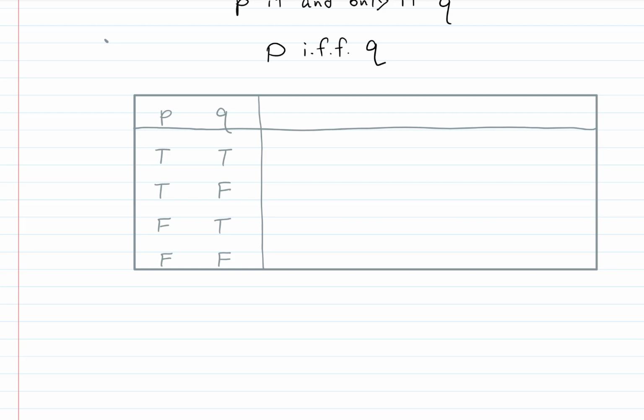Okay, so let's fill in a column for P implies Q. How does that work? An implication is always true unless what? Unless the hypothesis is true and the conclusion is false. That's the only time an implication is false. In all other cases, the implication's true.